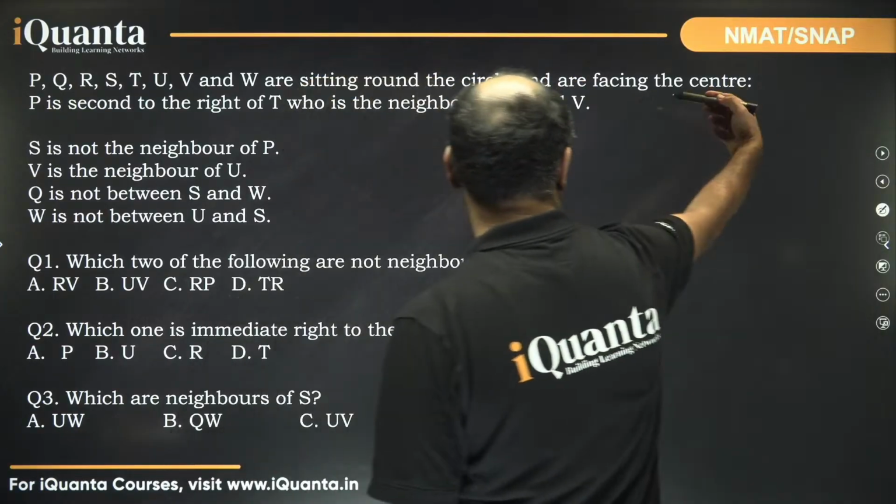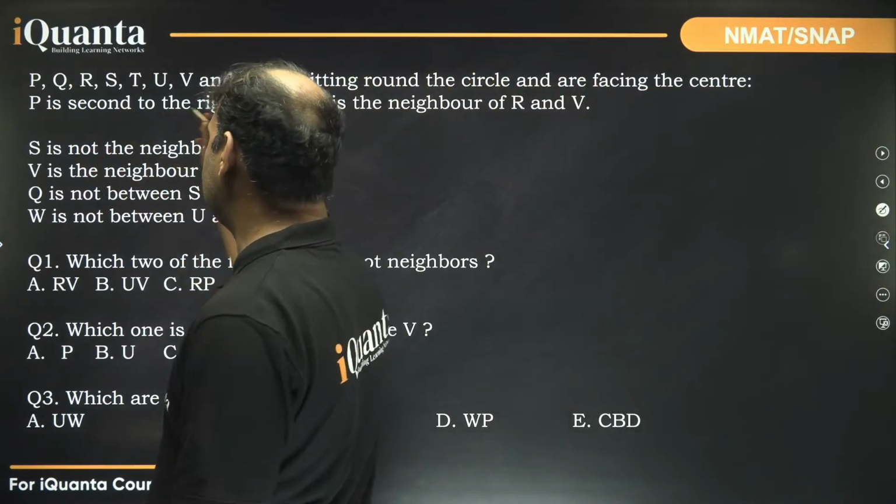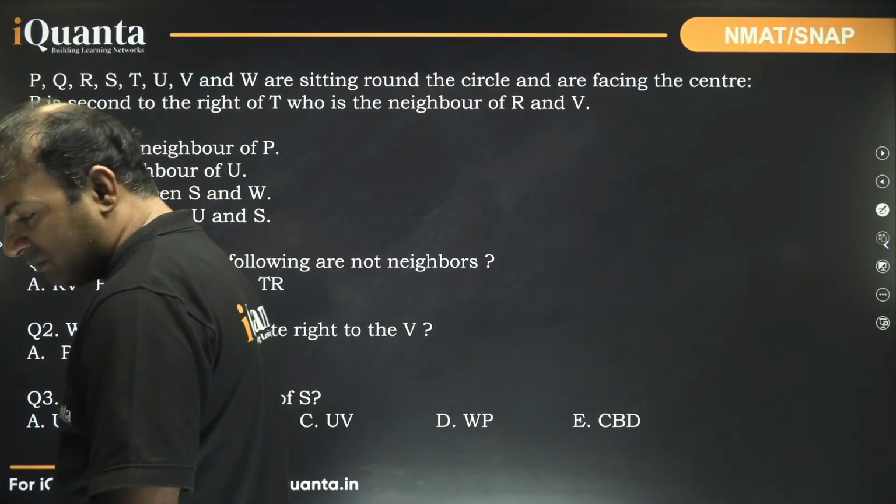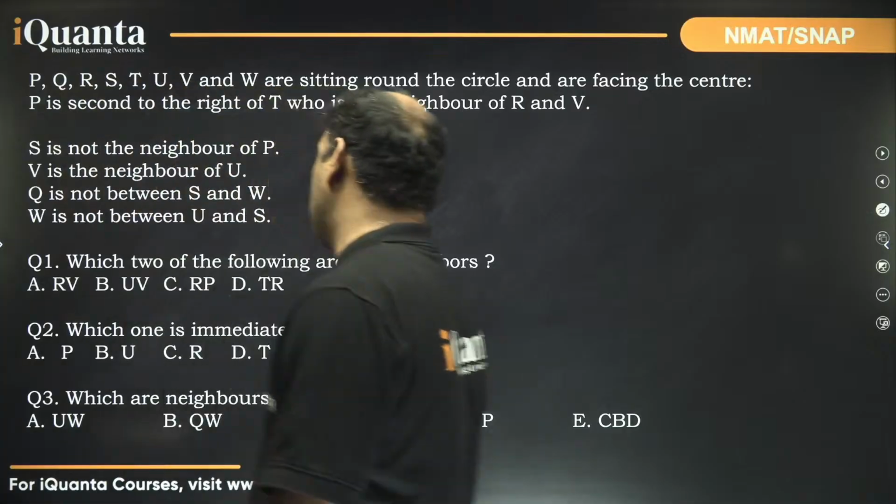In here, we also have a few positive points, like P is second to the right of T, who is a neighbor of R and V, okay? So this is also something which we have. Let's see how we can do this, guys.